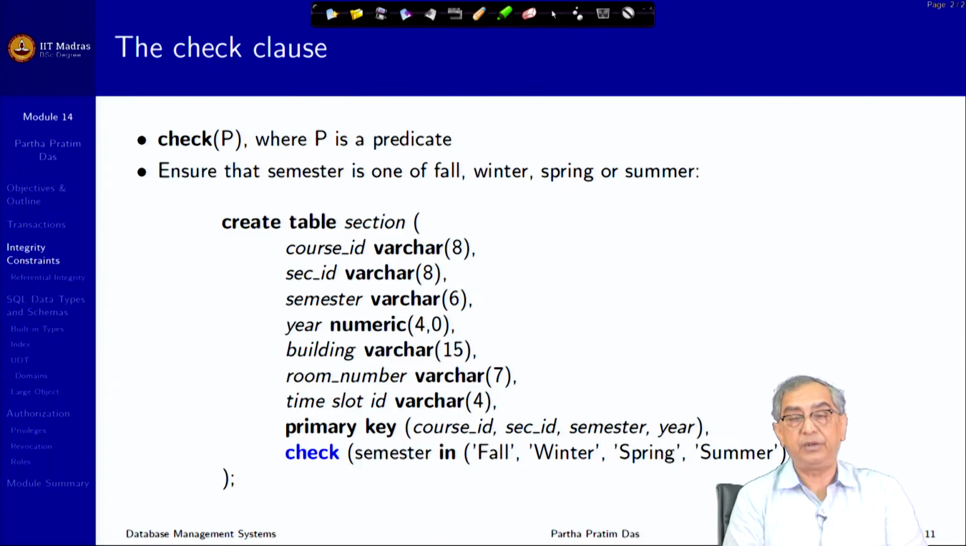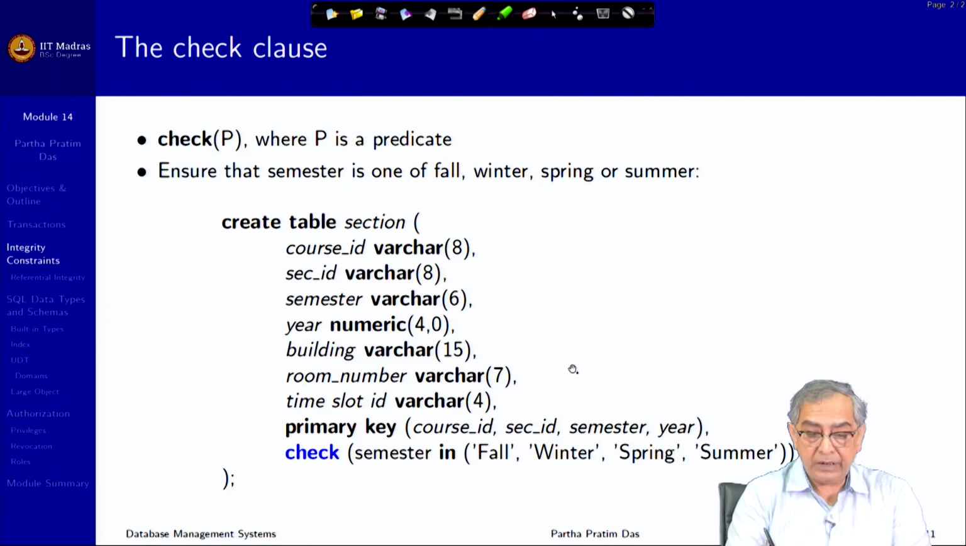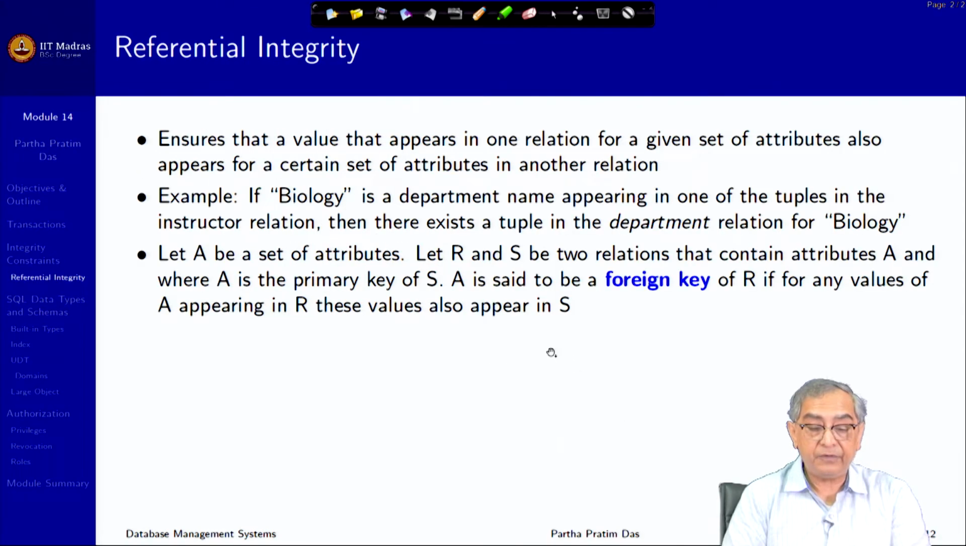So, check actually does that. Semester in, you already know, it is a set membership. In these four possible values says that if you try to set semester as any other value, then this integrity constraint will be violated, and that kind of an insertion or update will not be allowed. So, it maintains the integrity of the possible values in the field.